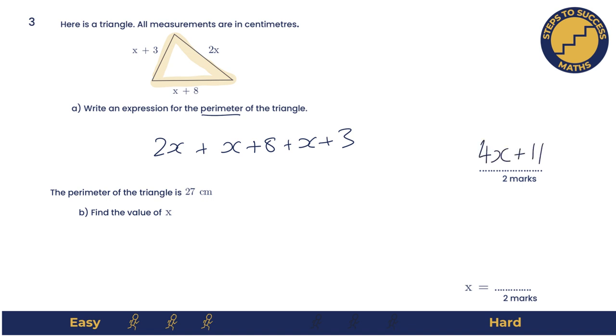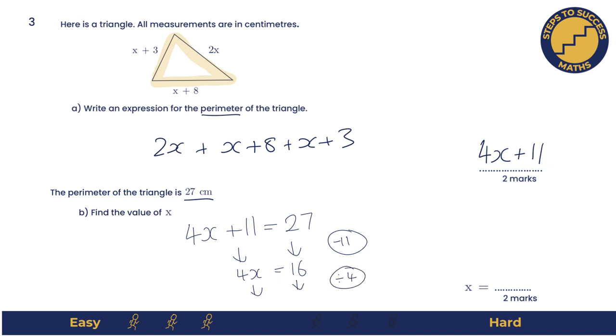Part B. The perimeter of the triangle is 27 centimetres. Find the value of x. So we know that 4x plus 11 is equal to 27. 4x is wrapped up, so we want to get rid of plus 11. We can do that by taking away 11 from both sides of the equation. So 4x is equal to 16. And now we need to do the opposite of times 4, which is divide by 4. So x is equal to 4.